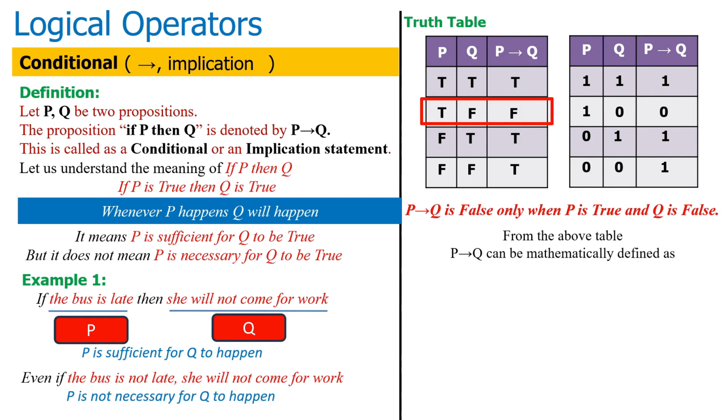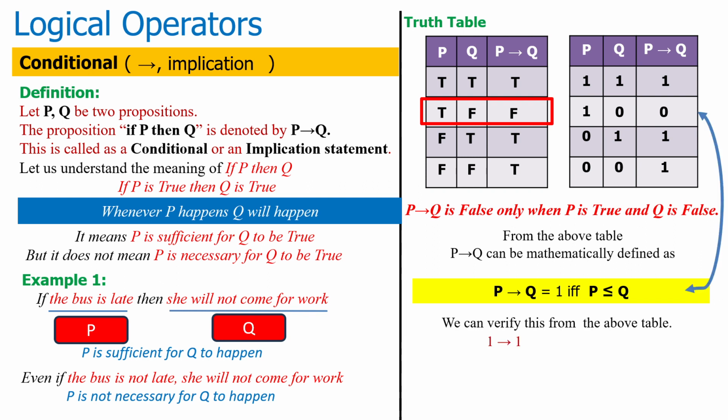From this table of zeros and ones, P implies Q can be mathematically defined as: P implies Q is equal to 1 if and only if P is less than or equal to Q. This formula can be verified for the values given in this table. 1 implies 1 is equal to 1 because 1 is less than or equal to 1. 1 implies 0 is equal to 0 because 1 is not less than or equal to 0. 0 implies 1 is equal to 1 because 0 is less than or equal to 1. 0 implies 0 is equal to 1 because 0 is less than or equal to 0.